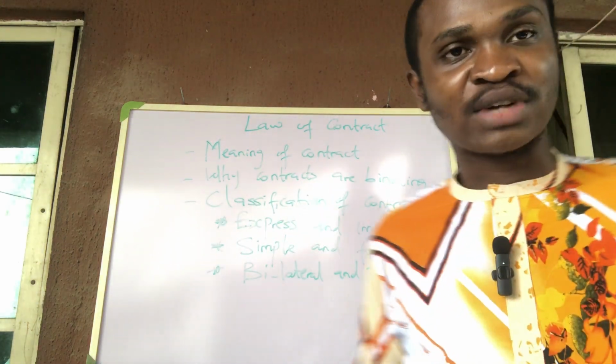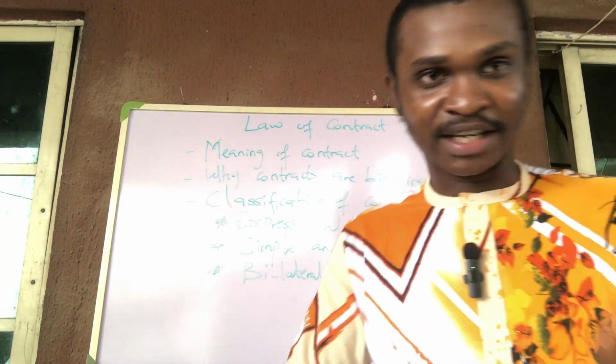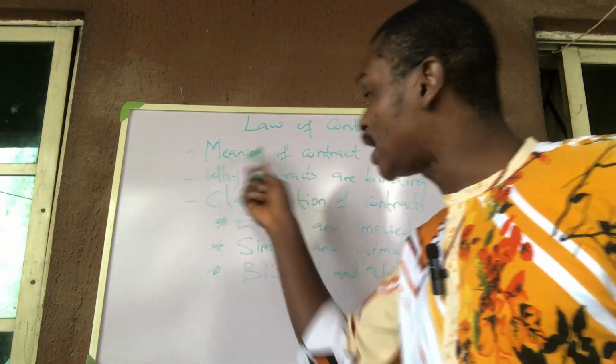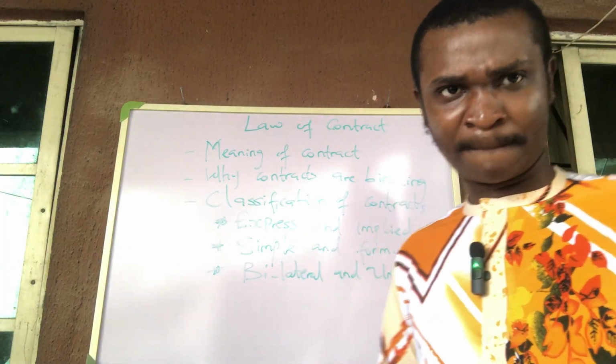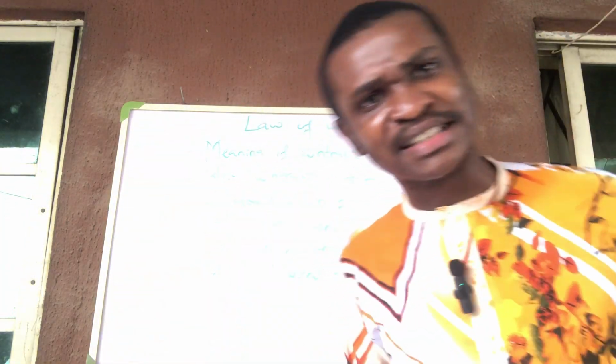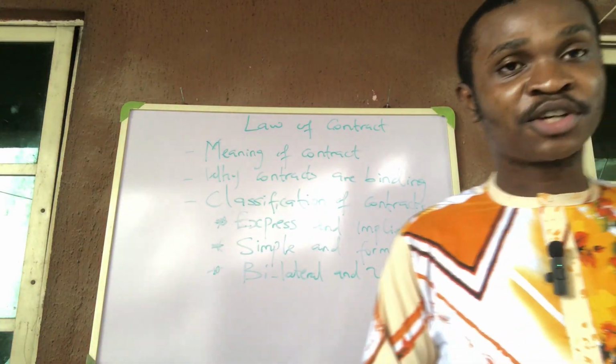So we are starting with law of contract. At the end of this lesson, students, or you that you're watching me, you're supposed to know, one, the meaning of contract. Two, why are contracts binding? Because of course, if contract is not binding, then what is now the need for contract? Three, the classifications of contract.